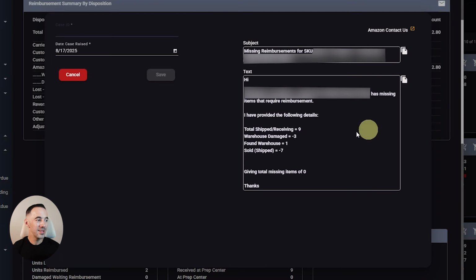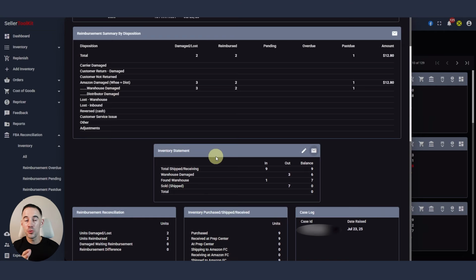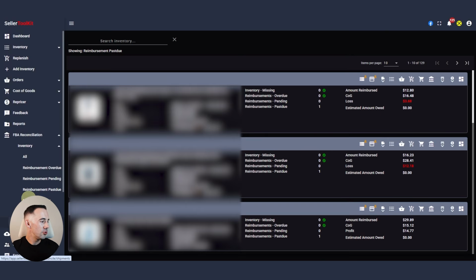And what it does is it will just tell you information to copy and paste into Amazon Seller Central, raising a case with Amazon Seller Central that's going to get you that money back. And you can save all that information here, just like my team have done. They're like saving cases, saving information, makes life so much easier. Now, Seller Toolkit will not only do that on inventory, but it'll also do it into your shipments as well.